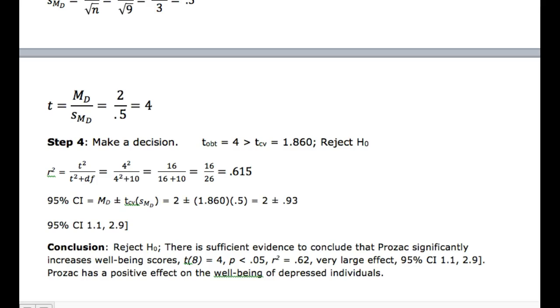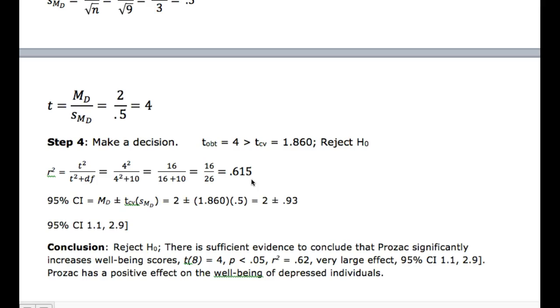Step 4 is to make a decision. Our obtained T is equal to 4, which is greater than our T critical value, which was 1.86. So our decision is to reject the null hypothesis. And since we're rejecting the null, we need to make sure we calculate an effect size. So I'm doing R squared, right? So T squared divided by T squared plus degrees of freedom. Remember that it's the T observed, right? It's the obtained T. So it's 4 squared divided by 4 squared plus 10. 16 divided by 16 plus 10, which is 16 divided by 26, which is equal to 0.615.